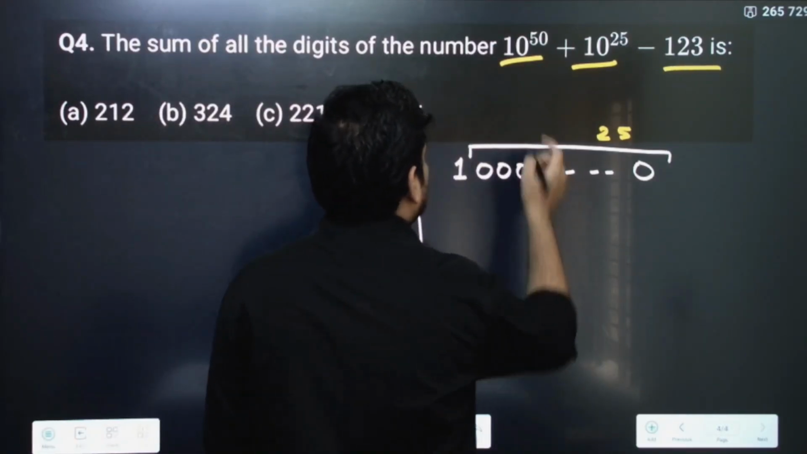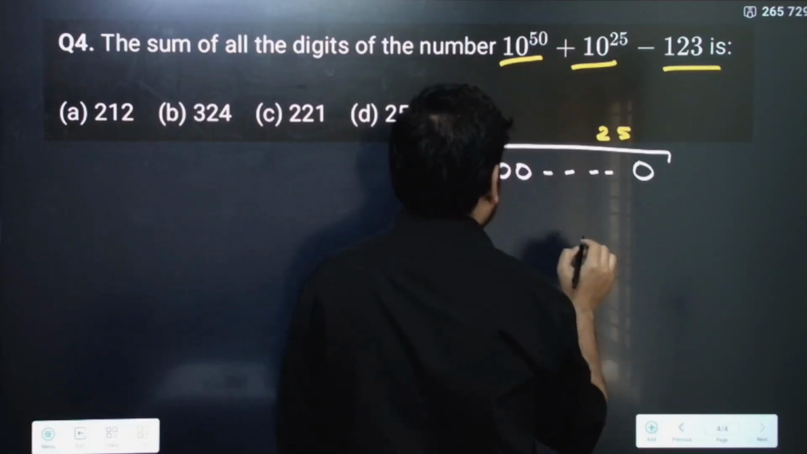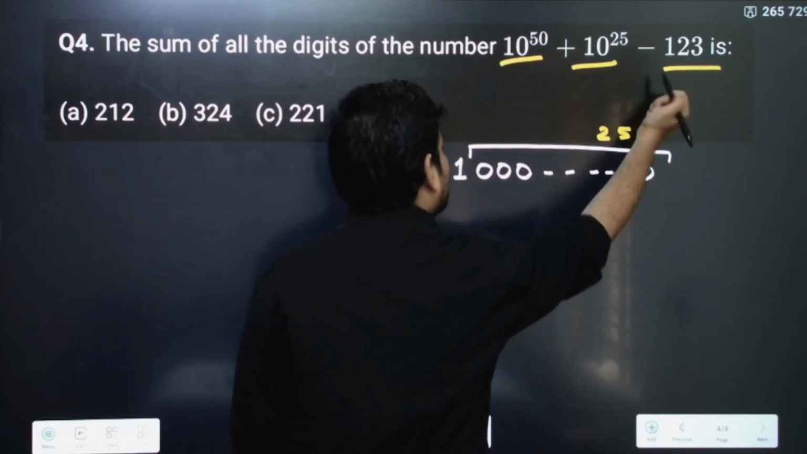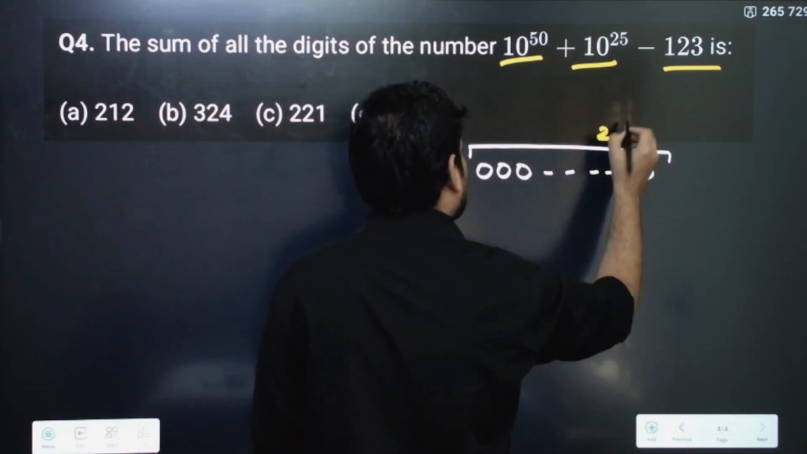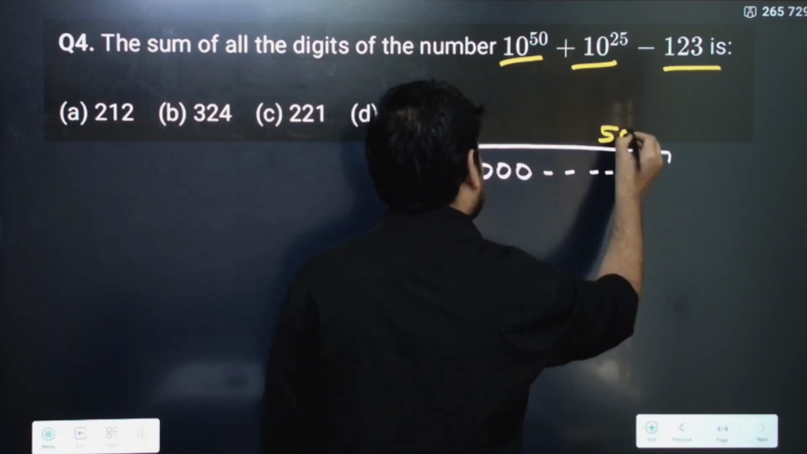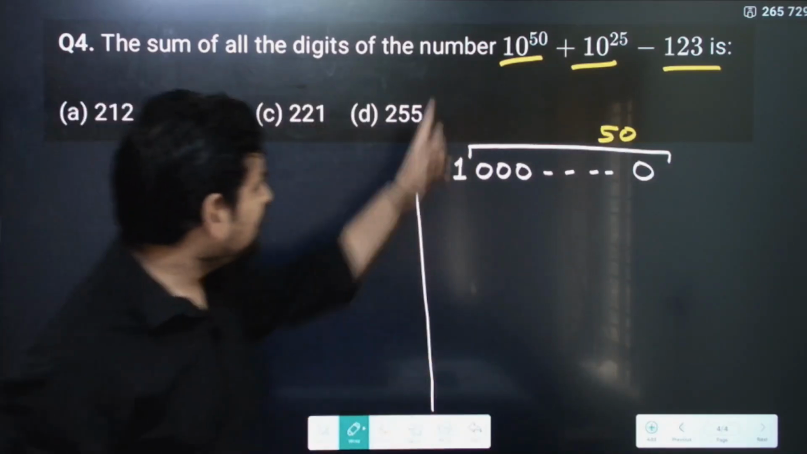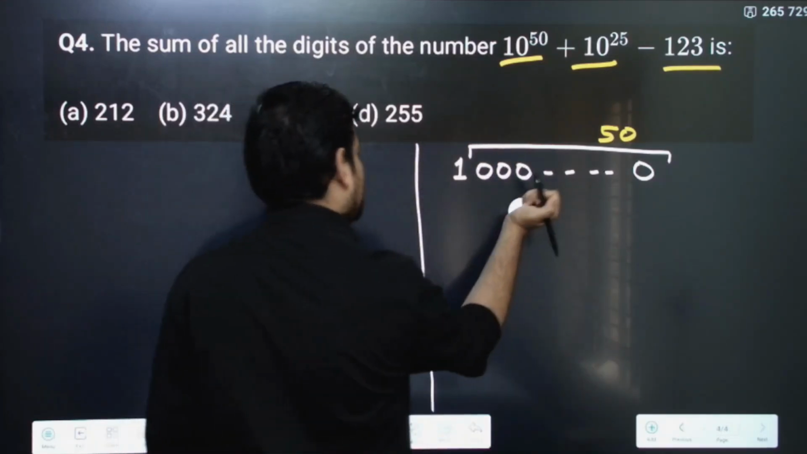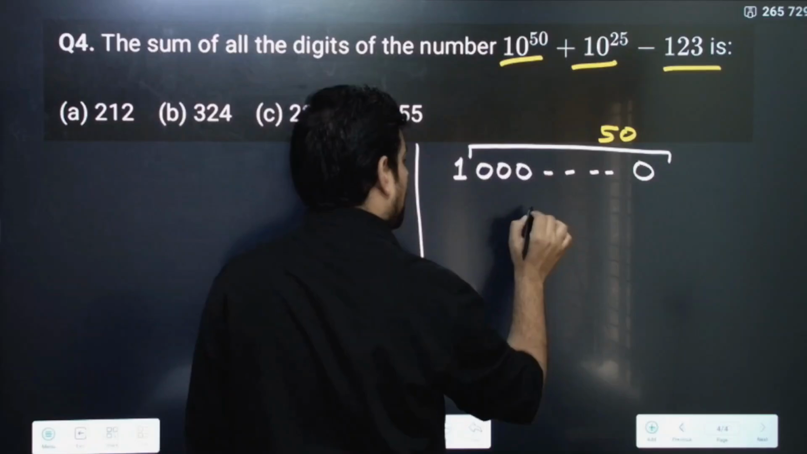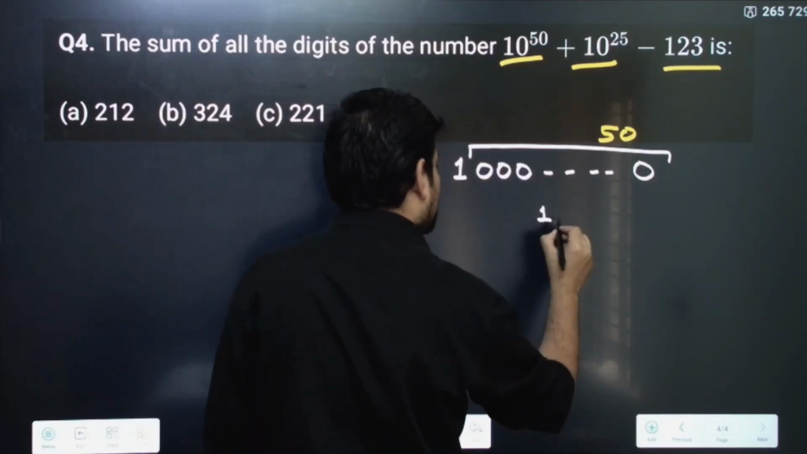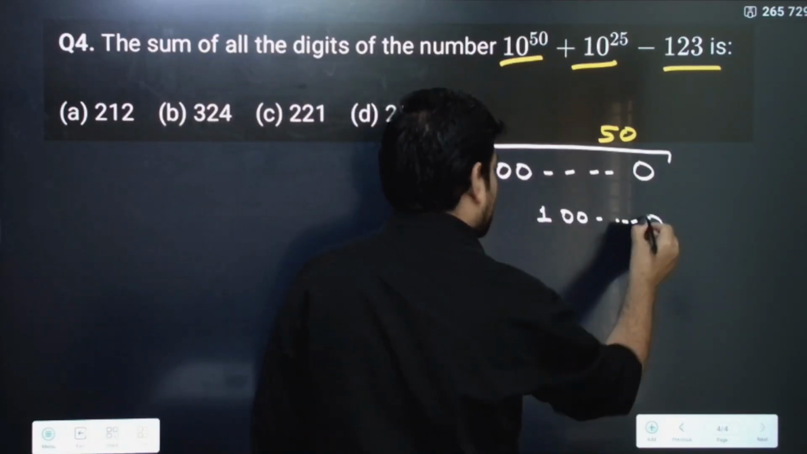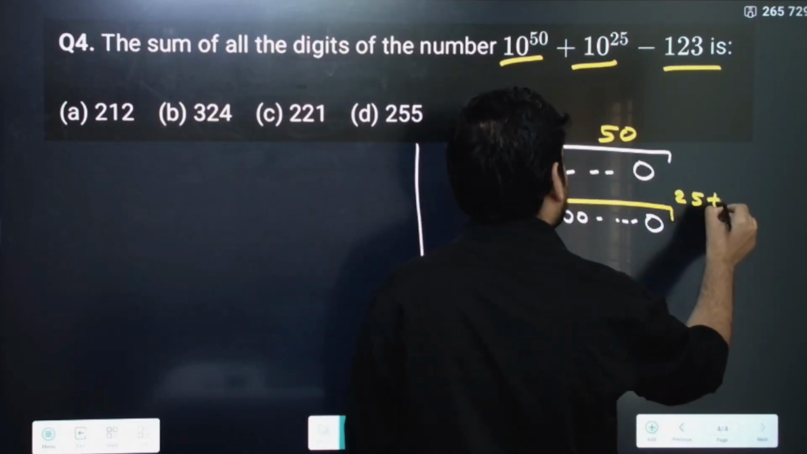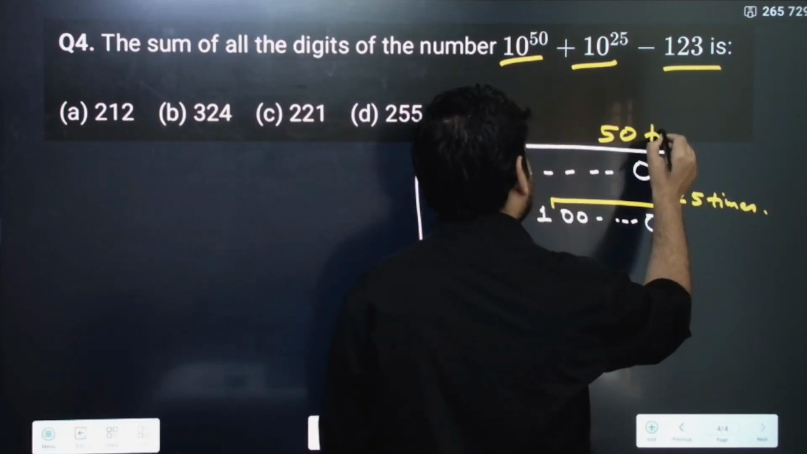Now let's see this. This is 10 power 25. Now you also have 10 power 50. So let's make this 50. Correct, same logic. 10 power 50 means 1, and after that 50 zeros. Now how will 10 power 25 look like? It will look something like this. Somewhere you will have 1 and then 0 0 0 0 0 0. How many times? 25 times. This was 50 times.